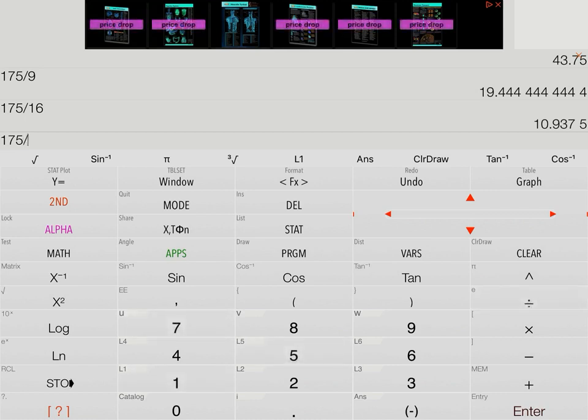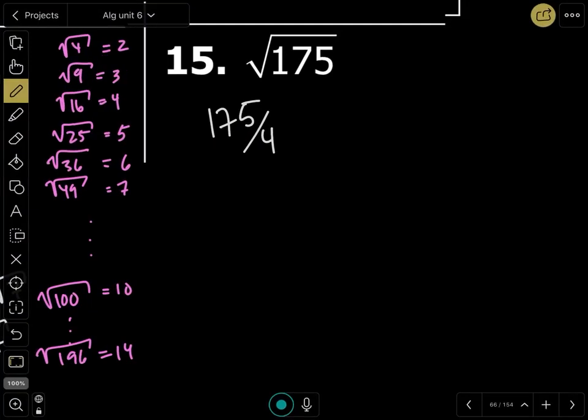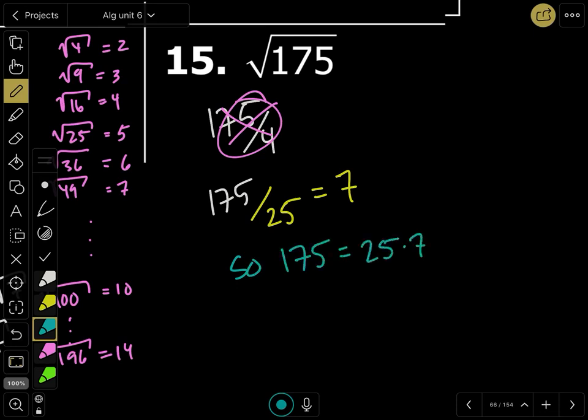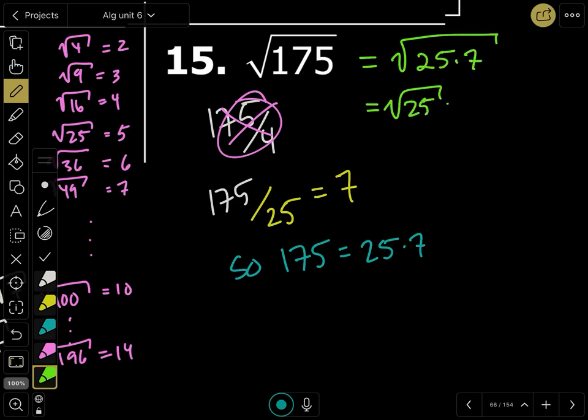175 divided by 25. Jackpot. Notice I divided by an integer and I got an integer in return. And I divided by a perfect square. So this one did not work. 175 divided by 25 turned out to be 7. So that means that 175 was equal to 25 times 7. And then that means that the square root of 175 would be equal to the square root of 25 times the square root of 7. And that means that this would be 5 square roots of 7.